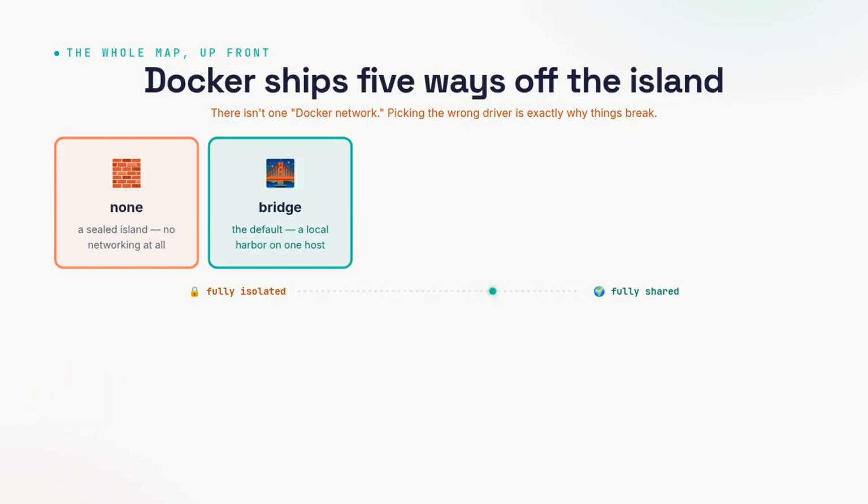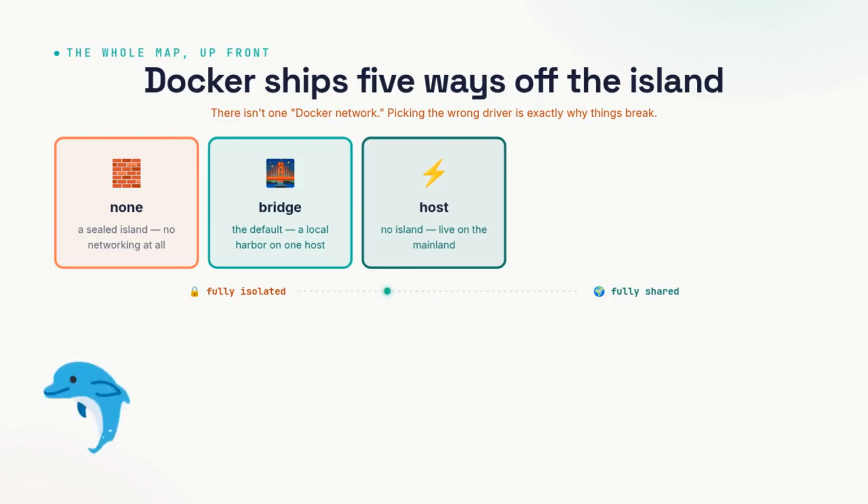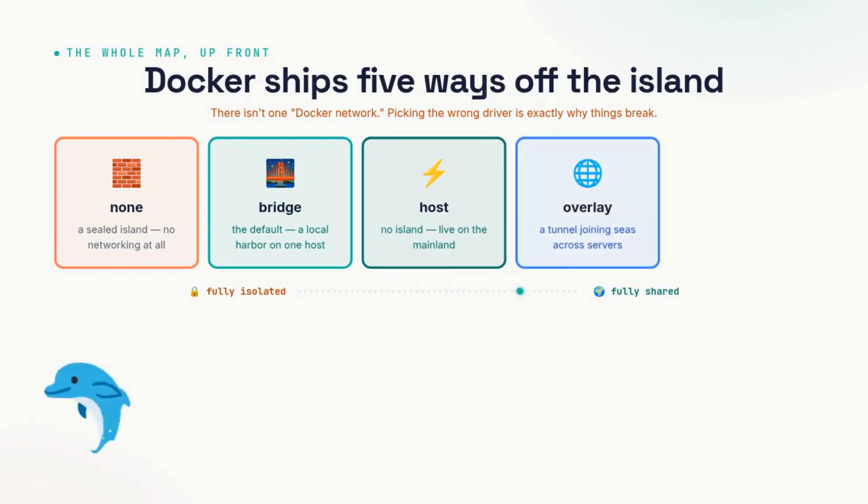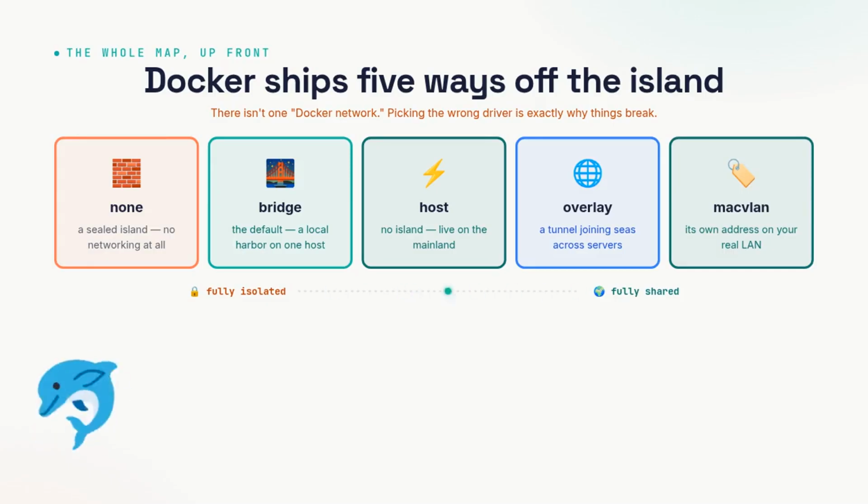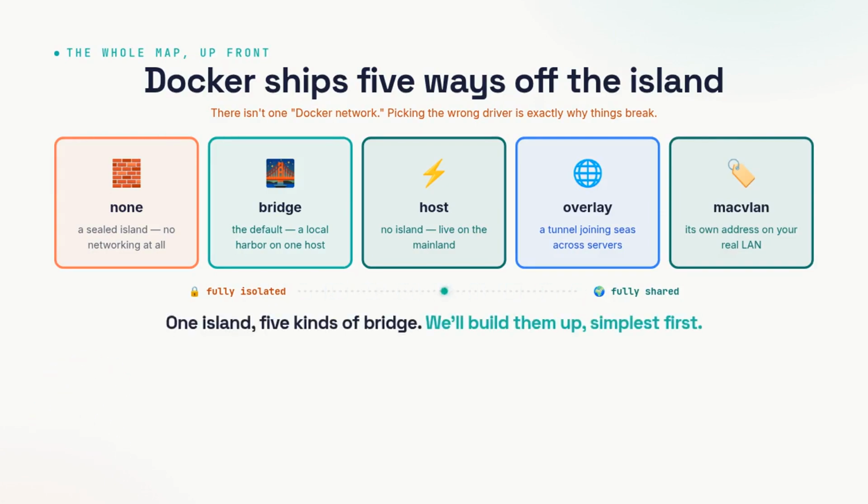Third, host, where you skip the island entirely and live directly on the mainland, trading isolation for raw speed. Fourth, overlay, a tunnel that joins separate seas across many different servers, so containers on different machines act like they're side by side. And fifth, Macvlan, which gives an island its very own address on your real, physical network, so the rest of your LAN treats it like a genuine machine. One island, 5 kinds of bridge. We'll build them up simplest first, so each one solves a problem the last one couldn't, starting with the default.